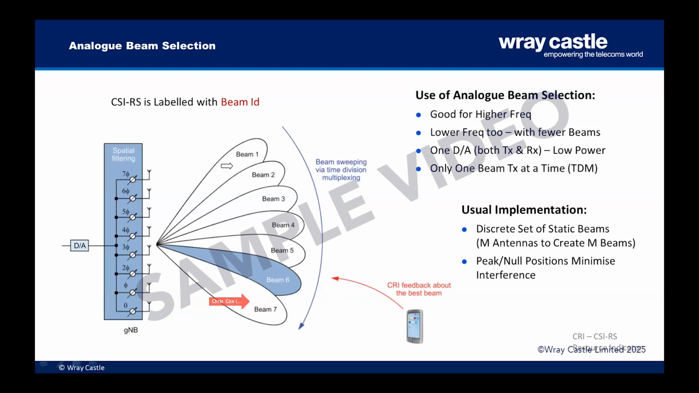One feature: the base station can only transmit in one beam at a time. There's not enough digital capability to do multiple beams, so we're going to switch from one beam to the next by means of time division multiplexing. Transmit for a bit in beam number 1, and then beam number 2, and so on and so forth.